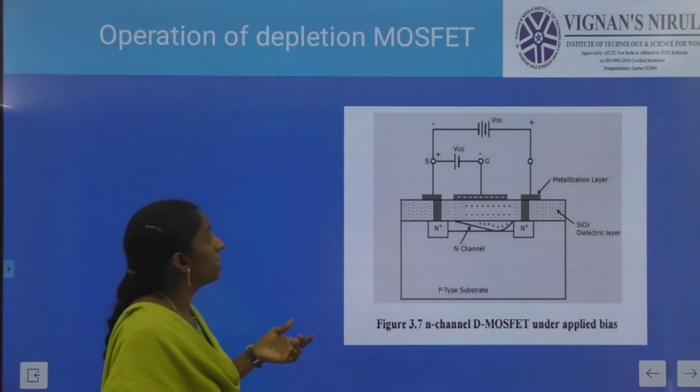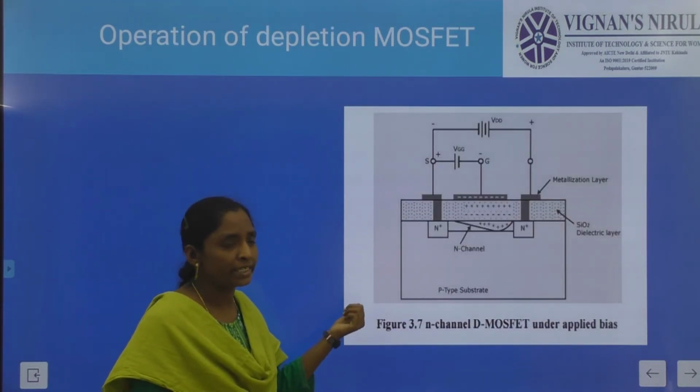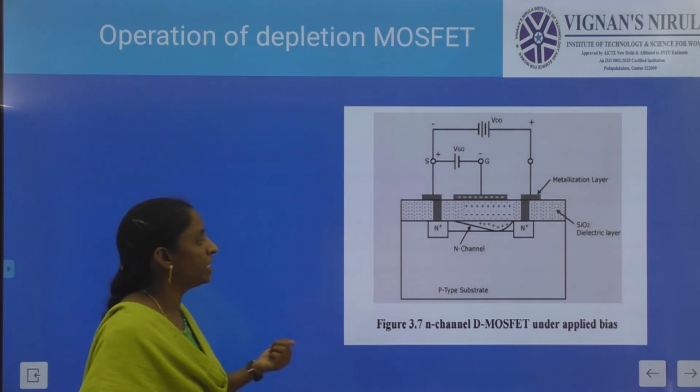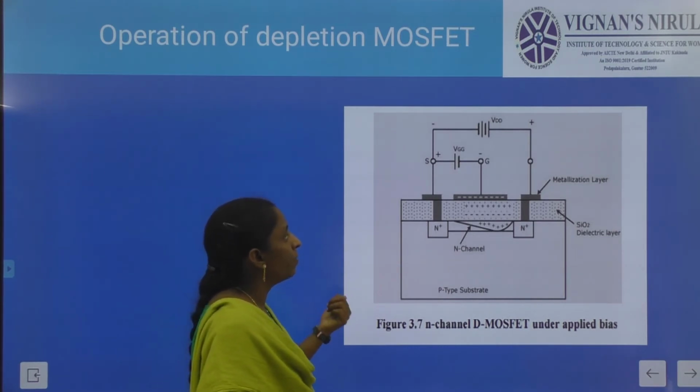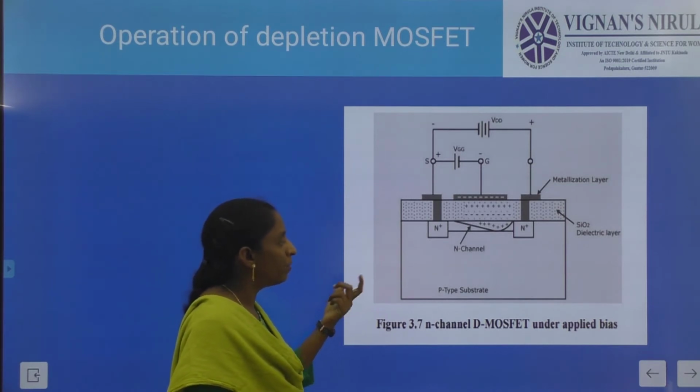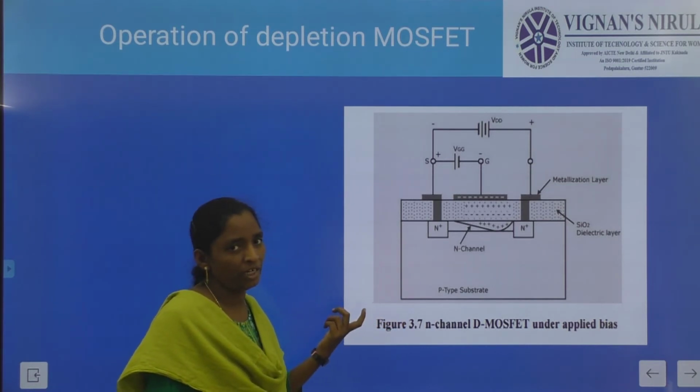So this is the operation of depletion MOSFET. This is the circuit diagram for the depletion MOSFET. Here we are applying negative voltage at the gate. Here we are taking an N-channel MOSFET.